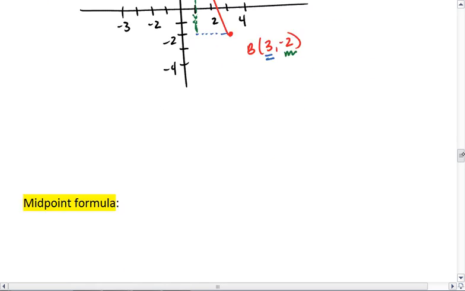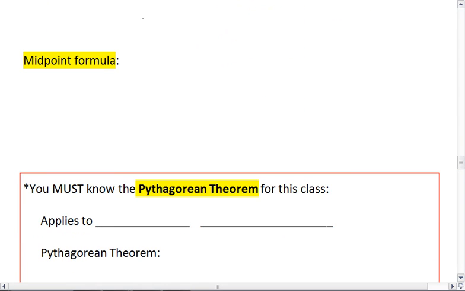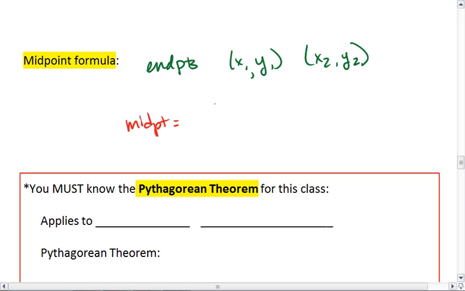There is a formula that you can use for this, and that formula is that when your endpoints are x1, y1, and x2, y2, then your midpoint will be at x1 plus x2 over 2, comma, y1 plus y2 over 2. You add them together and divide by 2.